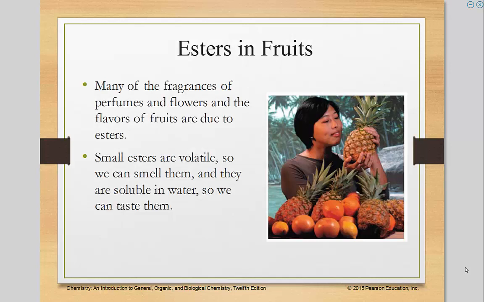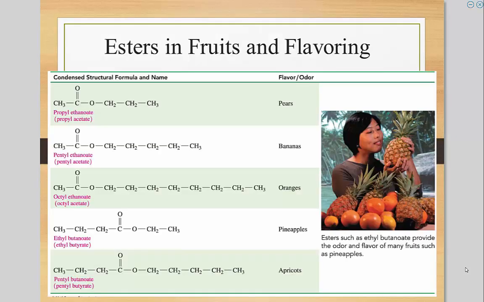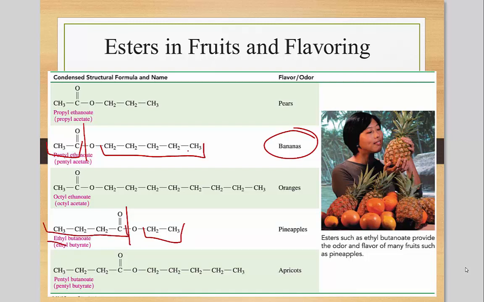Many of the fragrances and perfumes and flowers and the flavors of fruits are due to esters. Small esters are volatile, which means that they turn into a gas easily so we can smell them. And they also dissolve in water because of all the oxygen, so that way we can taste them. For instance, if we look at this, okay, let's do that activity again. 1, 2, 3, 4, 5. So that's pentyl. Pentyl ethanoate is in bananas. Let's do this one. 2 is ethyl. 4 is butanoate, which is pineapples.